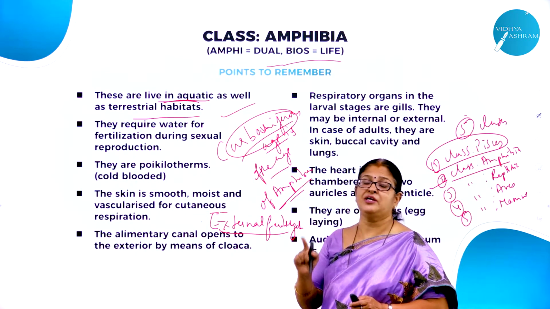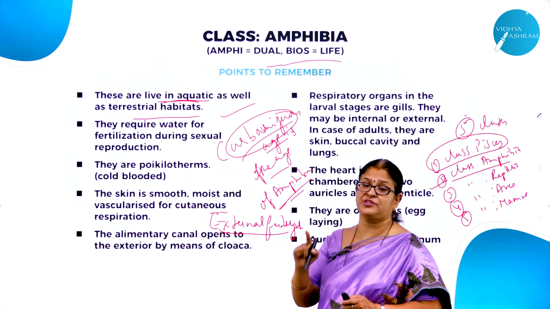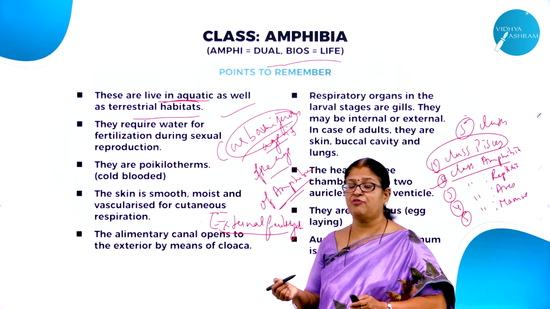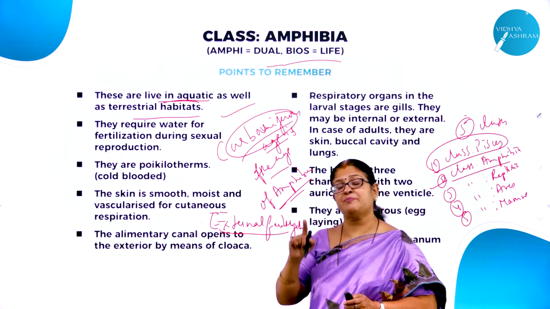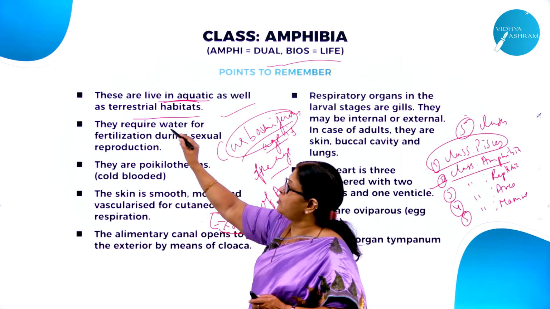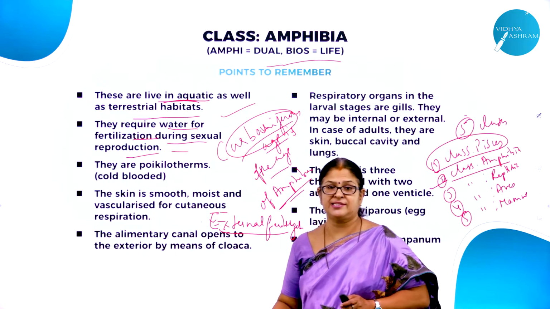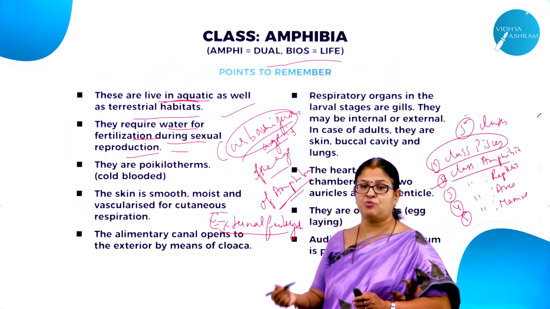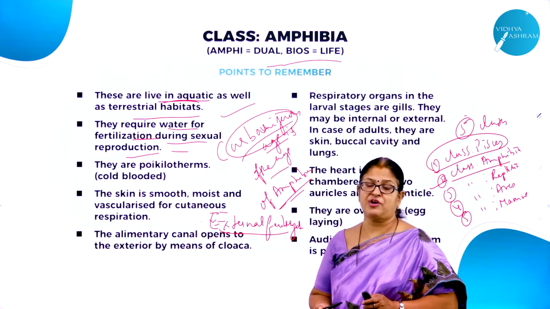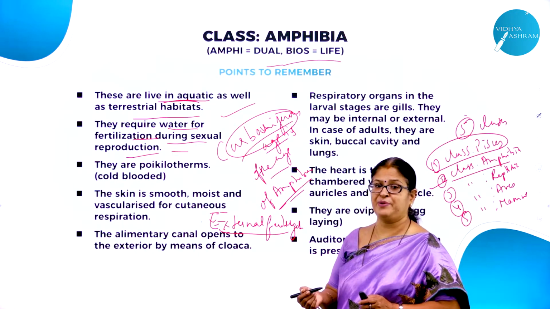All of you might have come across that rainy season is the best season for breeding for the frogs, because they will have plenty of water. So as I said, they require water for fertilization during sexual reproduction. Particularly, the female frog goes to the water to lay eggs, and the male frog will go and shed the sperms on the eggs, and the process of fusion will happen in water.